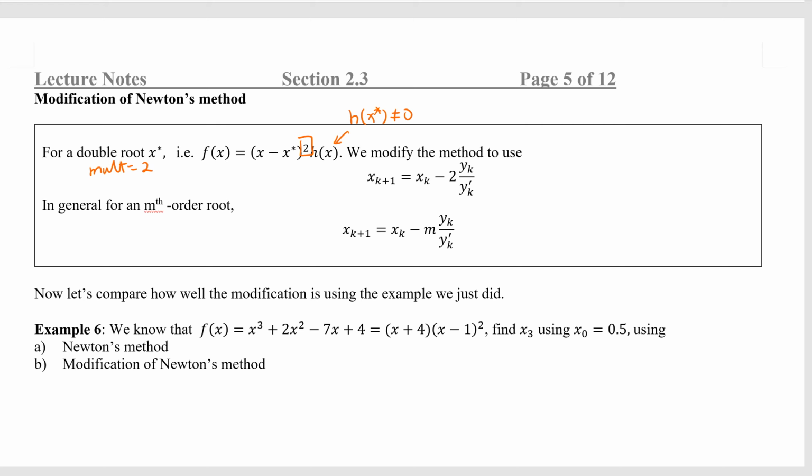Then we can modify Newton's method. Do you still remember the old Newton's method? In the old Newton's method, we have xk minus yk over yk prime, we don't have this 2. But in the modification of Newton's method, we insert this 2. And in general, for an mth order root, we insert the m here. So far, so good, everybody?